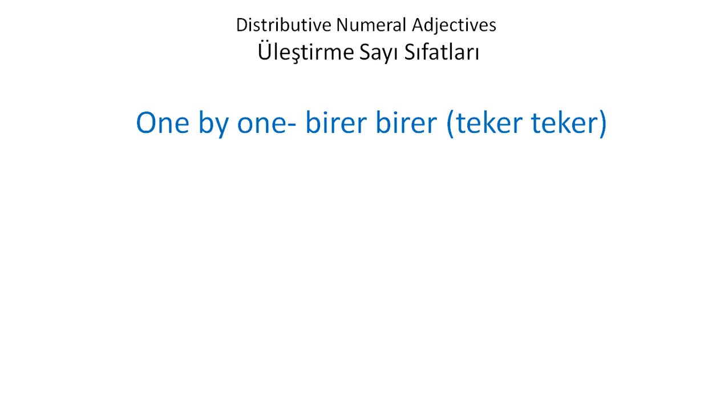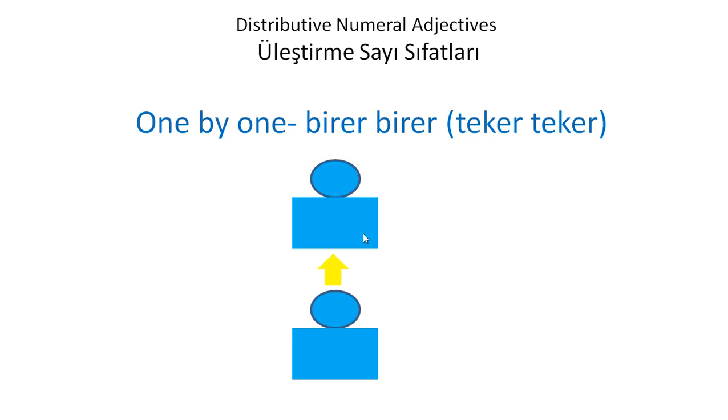Now let's see how we say one by one. In Turkish there are two words you can use interchangeably. One of them is birer birer, or you can say teker teker. Preferably we use birer birer in Turkish. In some cases you can use teker teker, but mostly you will hear birer birer. That means one by one.